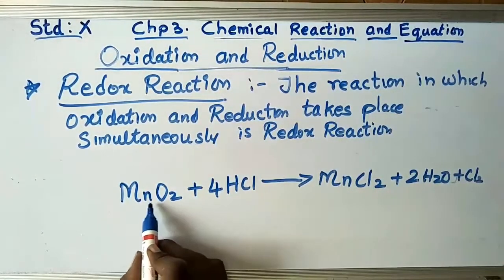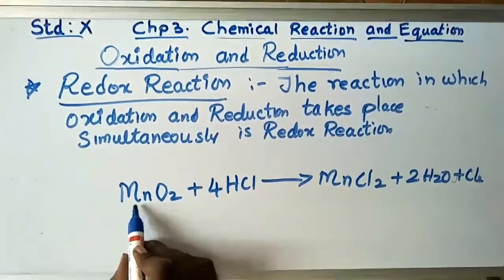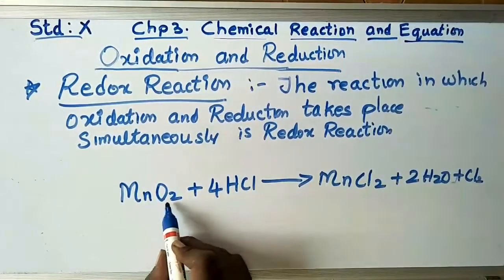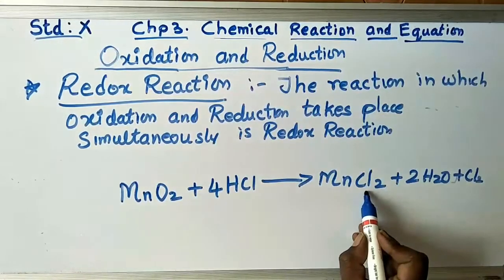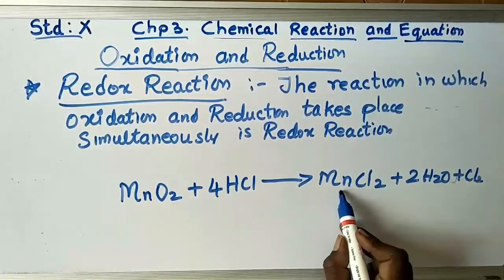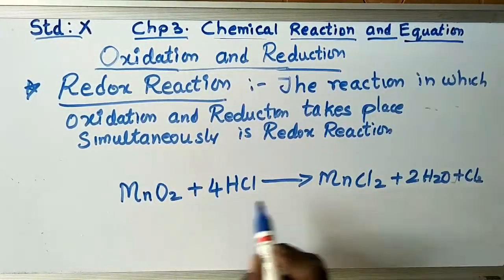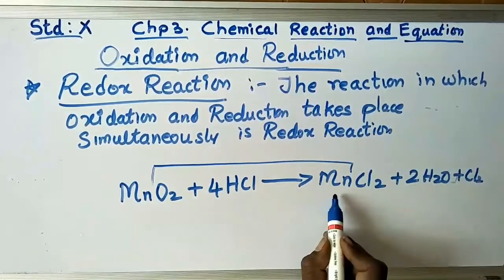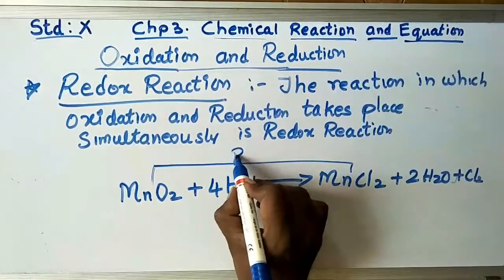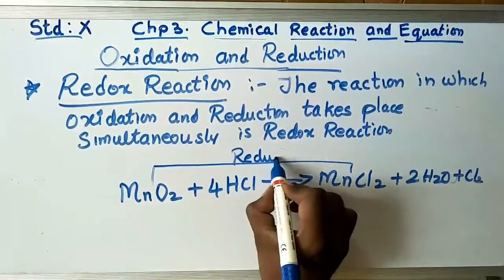Mn has oxygen in the reactant side, but on the product side, the same Mn is losing the oxygen. There is no oxygen with manganese. That means in this reaction, there is a loss of oxygen. So loss of oxygen means it is reduction.